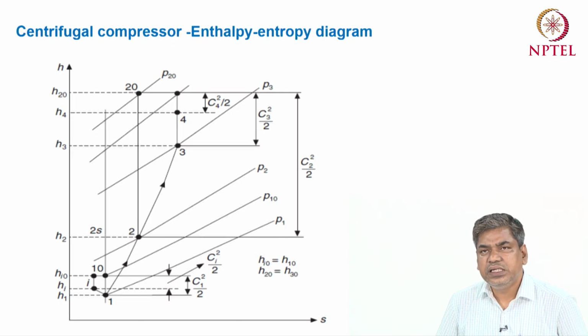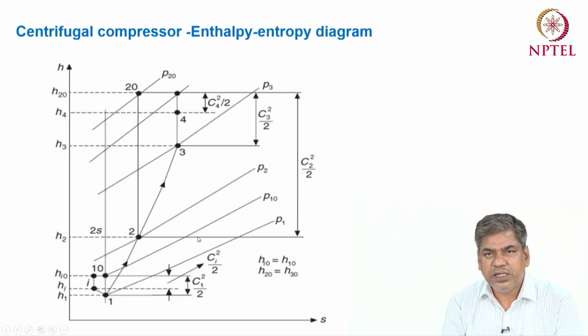In this process also, there is a decrease of the velocity of the refrigerant, and some of the kinetic energy is again converted to the pressure energy or enthalpy. That's why the enthalpy at point 4 is higher than the enthalpy at point 3, and at point 4 the velocity is C4. So the total enthalpy at point 4 is H40, that is H4 plus C4 squared by 2.